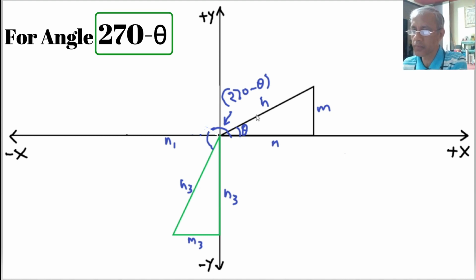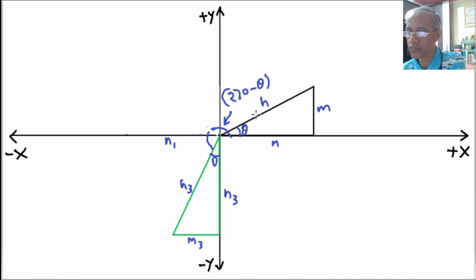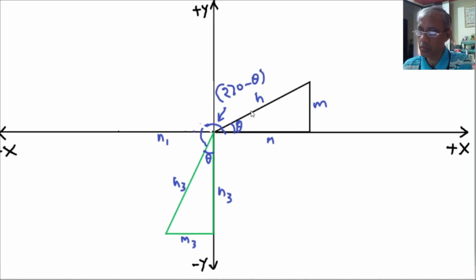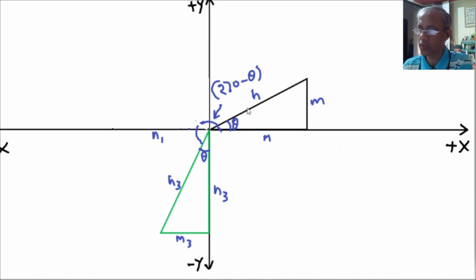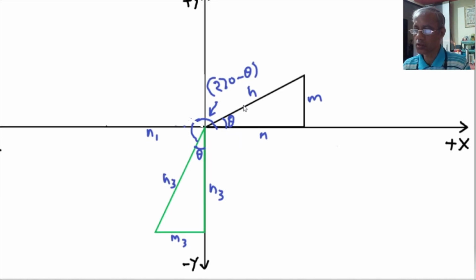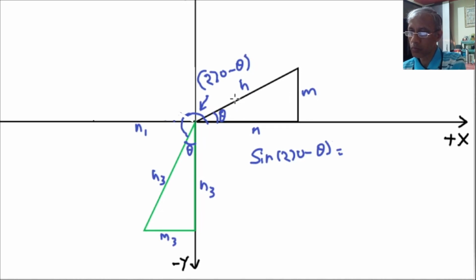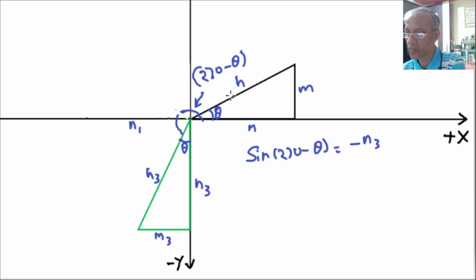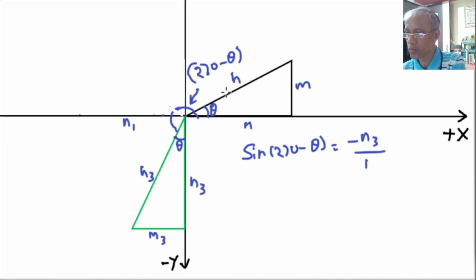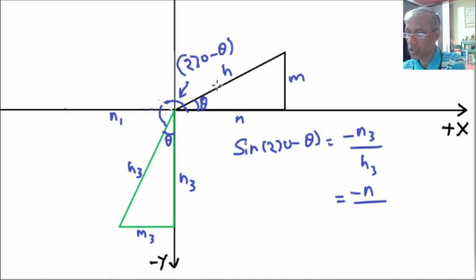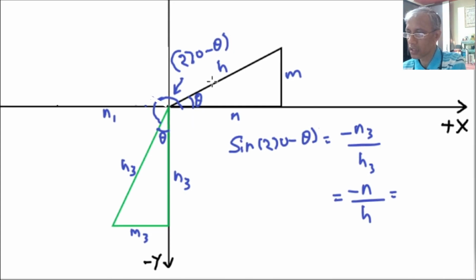For 270 minus theta, the theta is made at this place, and for making of theta we have used the y-axis. So it can be very well guessed that the functions will also be changed over from sine function to the cosine function and vice versa, along with the changes of the polarity. Sine of 270 minus theta, perpendicular now minus n3 upon the hypotenuse h3, that is equal to negative of the n upon the hypotenuse, cosine function with the negative sign.